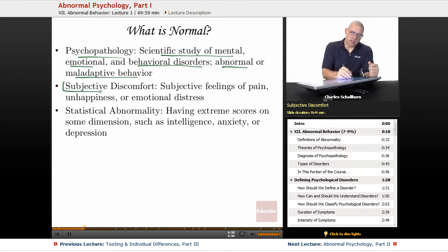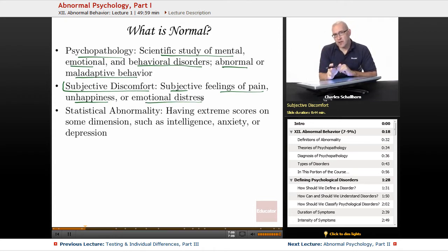The first is subjective discomfort. To what extent is the individual feeling subjective feelings of pain, unhappiness, or emotional distress? If you've ever known anybody with an anxiety or a mood disorder, you know that it creates incredible levels of emotional distress. Since that is the case, you need to be understanding of the disorder. You need to understand that they can't help it. There is going to be this emotional stress, and they need help dealing with it. So there's subjective discomfort, an individual's internal perception of what's going on.